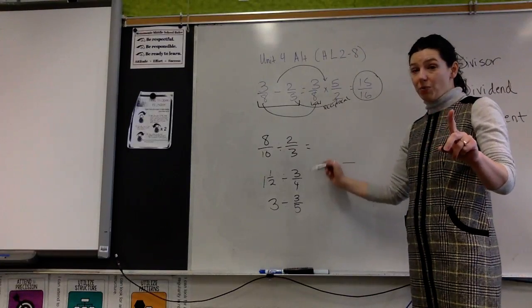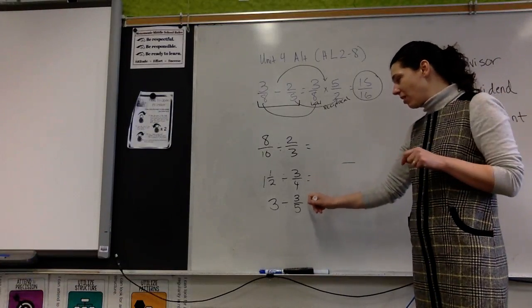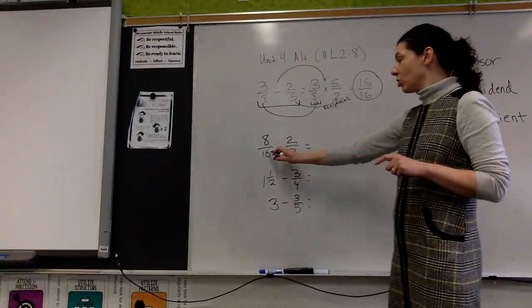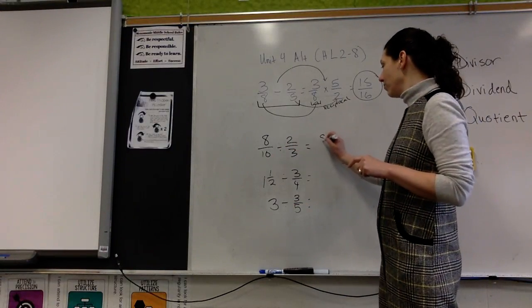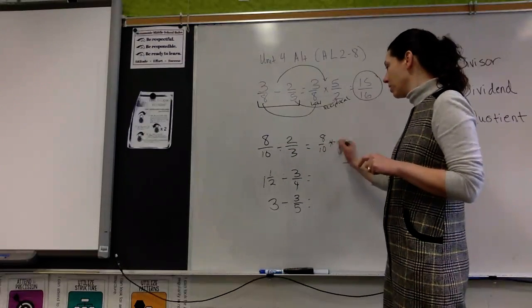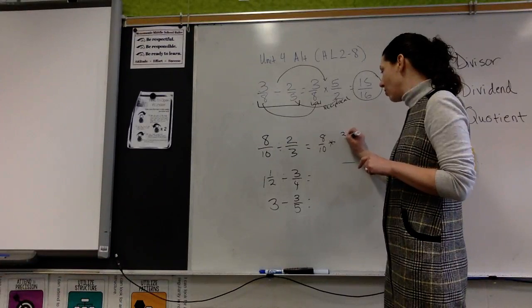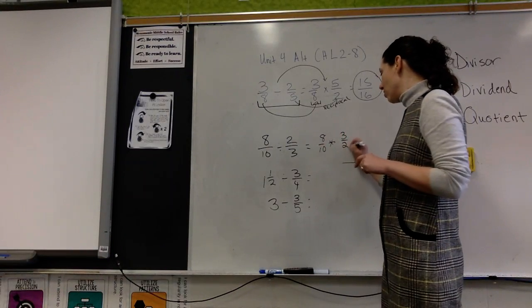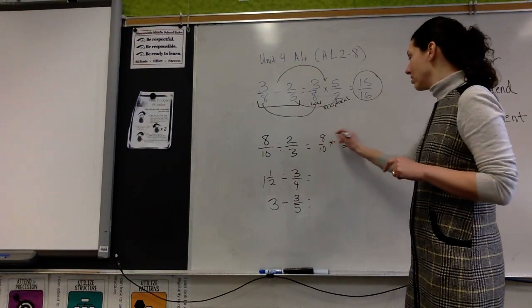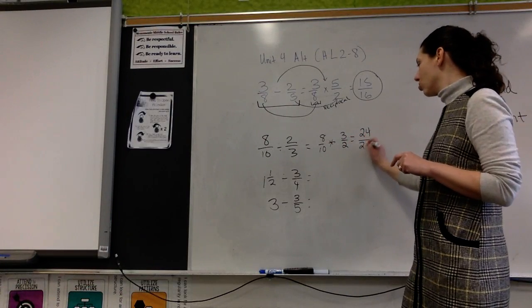These two were in our blue sheets for this week, and this is an additional one where I'm going to model what it looks like when it's a whole number. So the first fraction stays the same. 8/10 stays 8/10. I change the division to multiplication, and then I take 2/3 and I flip it over, so the 3 is now on top, and the 2 is now on the bottom. I multiply across. 8 times 3 is 24. 10 times 2 is 20.